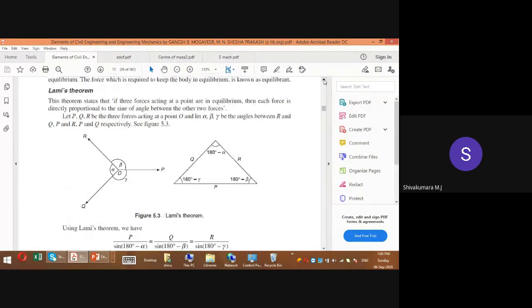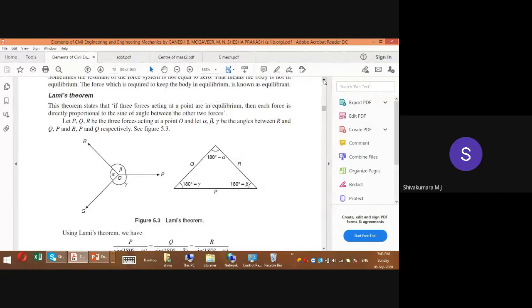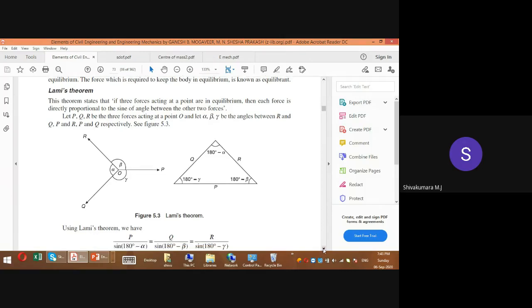I repeat the statement. Lami's theorem says, whenever there exist three concurrent forces which are in equilibrium, the ratio of the magnitude of one single force to the sine of the angle between the other two forces is proportional to it. Okay.